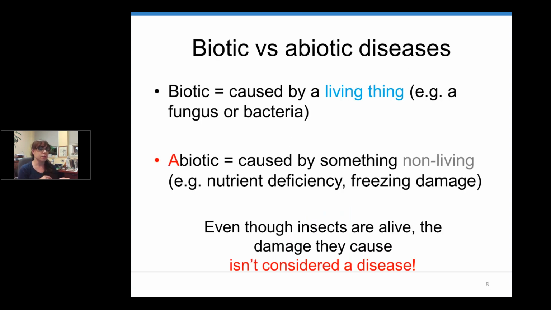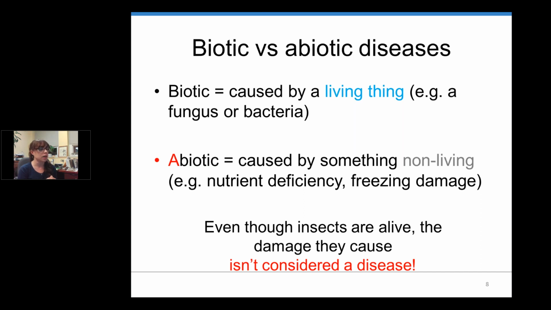As well, it's important to break down the difference between abiotic versus biotic diseases. So biotic diseases are things that are caused by living things, and so a fungus or a bacteria or a virus is the cause of the disease, as opposed to abiotic diseases or non-biotic diseases. Those are problems that are caused by something that is not alive. So for example, a nutrient deficiency or freezing damage or ice encasement. And it's also important to point out that, of course, insects can cause very significant damage and are certainly important and also alive. We don't consider the damage they cause specifically a disease. We consider it more herbivory.